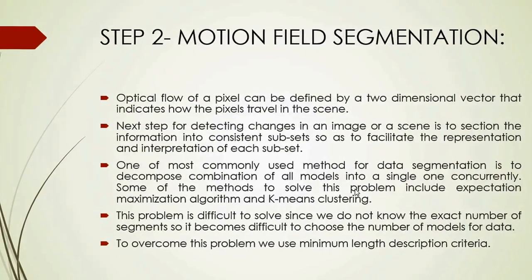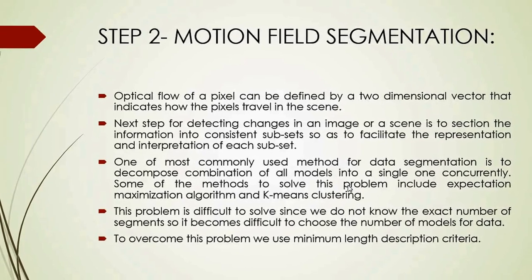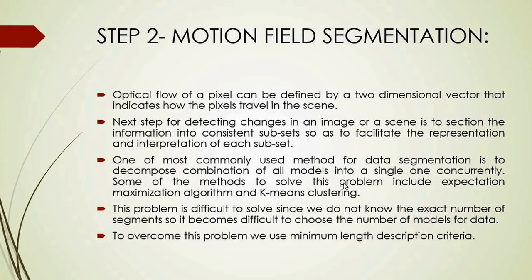Now I'll move on to step 2, that is the motion field segmentation. Optical flow of a pixel can be defined by a two-dimensional vector that indicates how the pixel travels in the scene. The next step for detecting the changes in an image or a scene is to section the information into consistent subsets, so as to facilitate the representation and interpretation of each subset. One of the most commonly used methods for data segmentation is to decompose the combination of all models into a single one concurrently. Some of the methods to solve this problem include the expectation maximization algorithm and k-means clustering. But what we have used is the minimum description length criterion.